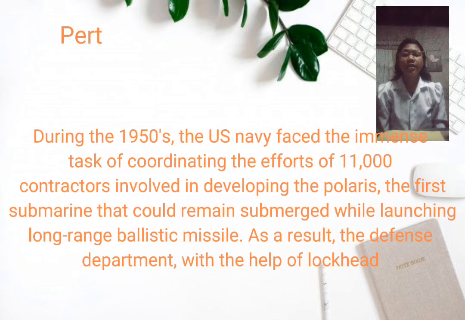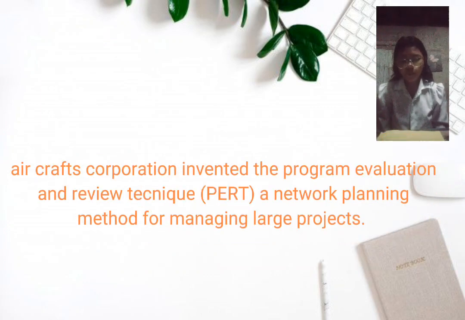So next is the PERT chart. During the 1950s, the US Navy faced the immense task of coordinating the efforts of 11,000 contractors involved in developing the Polaris, the first submarine that could remain submerged while launching long-range ballistic missiles. As a result, the Defense Department, with the help of Lockheed Aircraft Corporation, invented the Program Evaluation and Review Technique, also known as PERT, a network planning method for managing large projects around the same time.